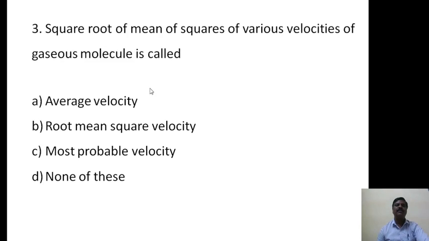Now the right option of this question is B, root mean square velocity. Root mean square velocity by definition is the square root of mean of squares of various velocities of gas molecules. Therefore, B is the right option for this question.